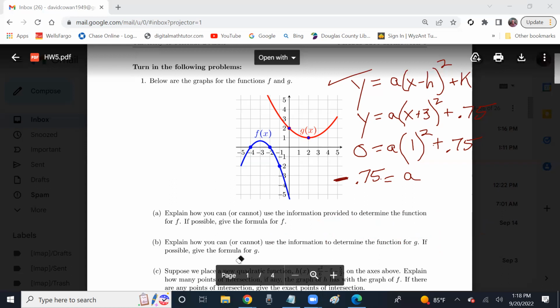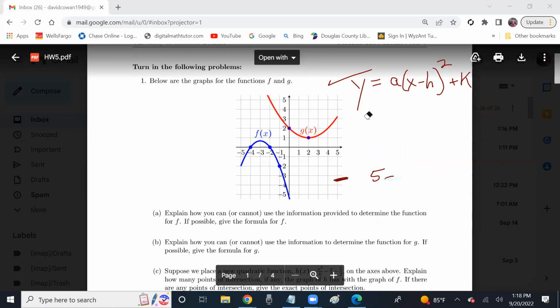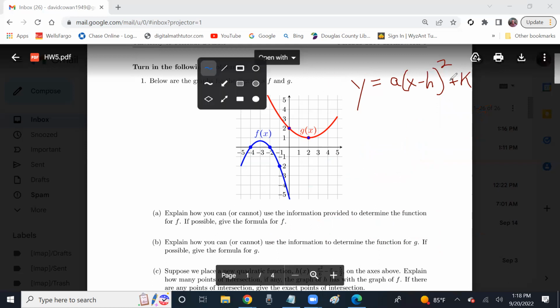Explain how you can or cannot use the information to determine g. Well, g will go exactly the same way. In other words, you always want to start there. For most math problems, you want to start with the general formula. Okay, perfect. And what do you know here? We know the vertex. So tell me what to write.